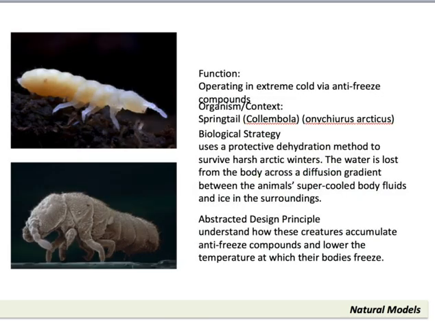Another example here is of these springtails, which live in extreme cold environments or conditions. The way they achieve this is they use a protective dehydration method to survive harsh winters. Water is lost from their body across the diffusion gradient, and so they cool down their body fluids and their surroundings. The principle abstracted that could be useful in design is understanding how these creatures accumulate these antifreeze compounds to lower the temperature at which their body freezes.